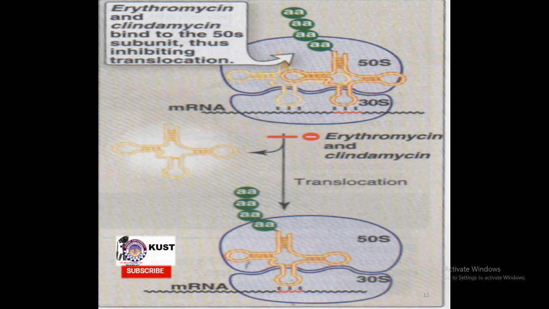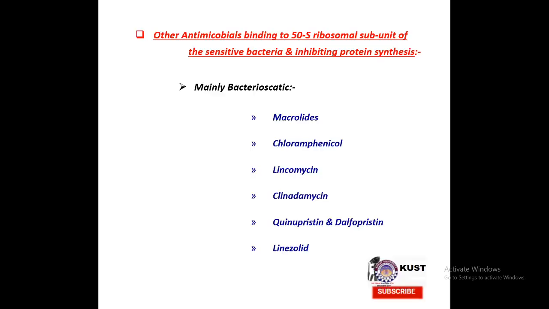Erythromycin and clindamycin bind to the 50S subunit, thus inhibiting the translocation step. There is no translocation. Ultimately, the polypeptide chain is also inhibited. So these microorganisms bind to the 50S ribosomal subunit of the sensitive bacteria and inhibit the protein synthesis. Some other bacteriostatic drugs that bind with the 50S subunit are macrolide, chloramphenicol, lincomycin, clindamycin, quinupristin, and linezolid.